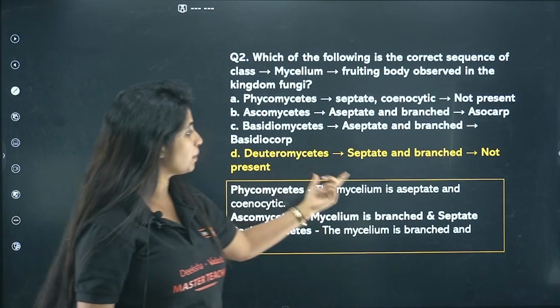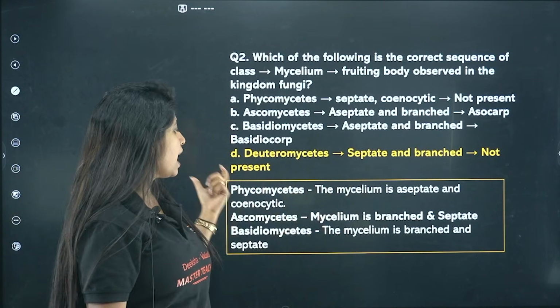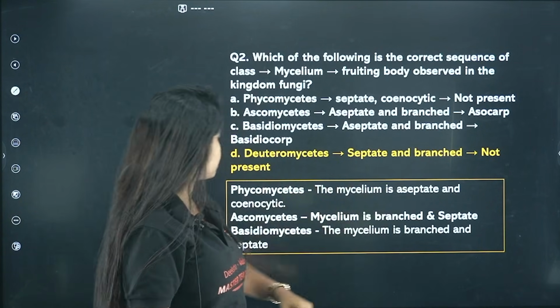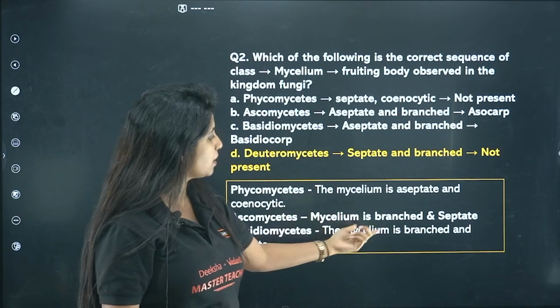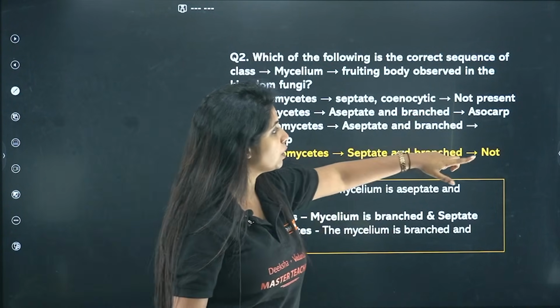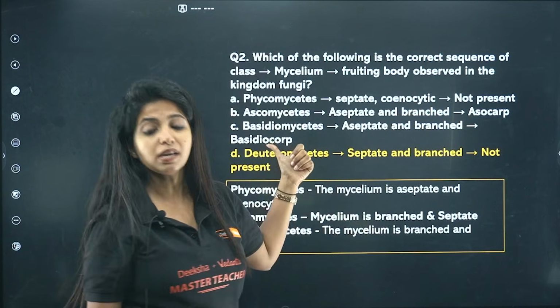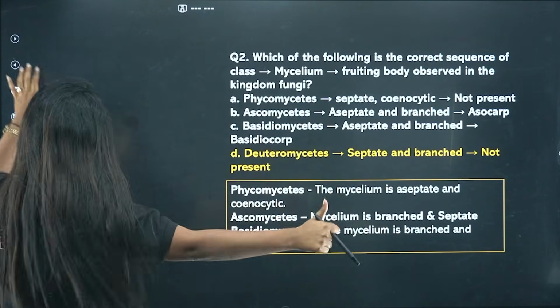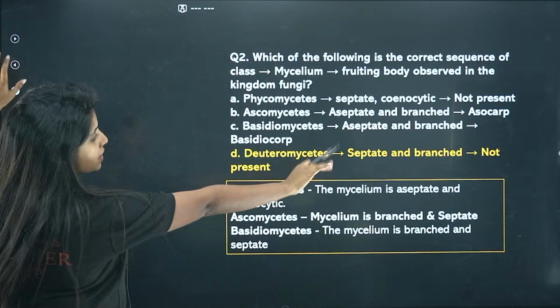So in phycomycetes, the mycelium is aseptate and coenocytic. Ascomycetes, the mycelium is branched and septate. Basidiomycetes, the mycelium is branched and septate, just like this. Just the fruiting bodies are going to be different. Here it is ascocarp and here it is going to be basidiocarp. And in deuteromycetes, it's not present.